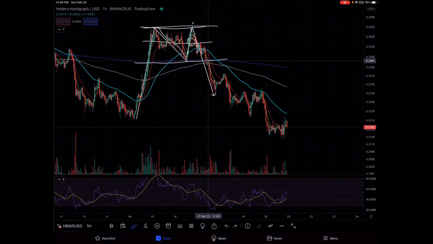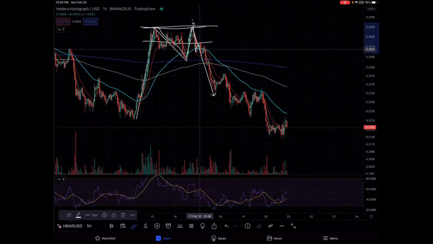Let me clean that up a little. There we go. You can see we're coming down and we're forming this kind of bearish scooping structure.